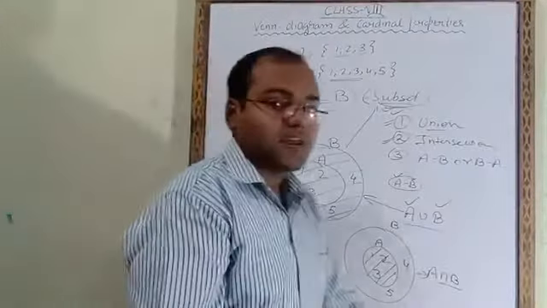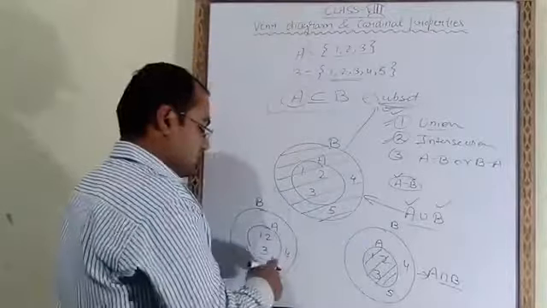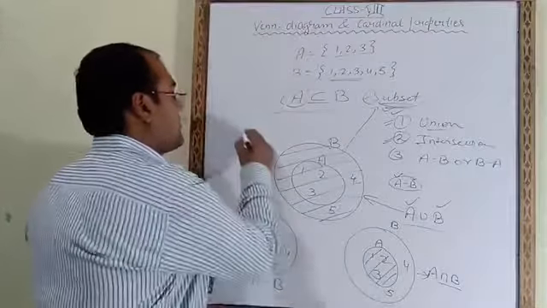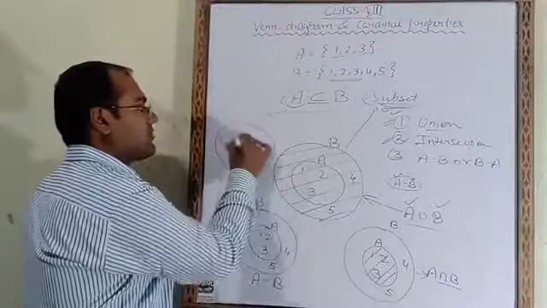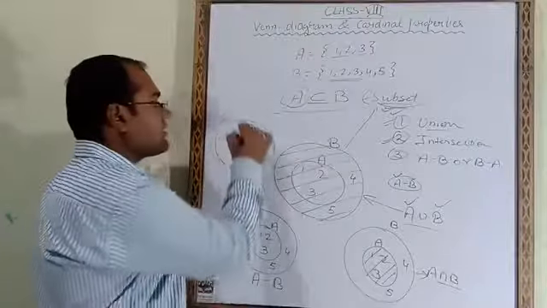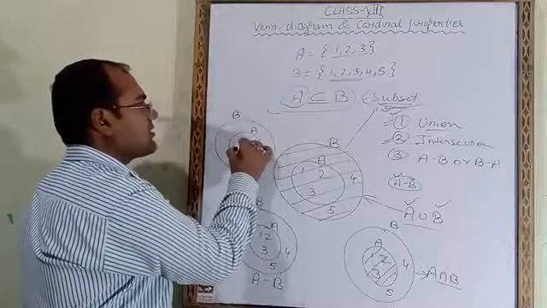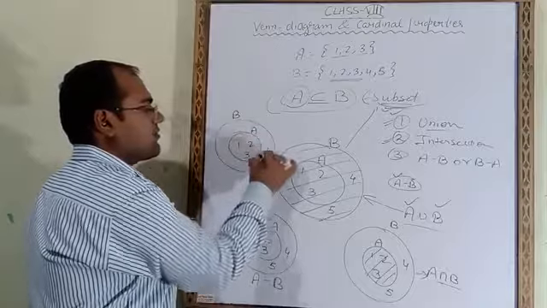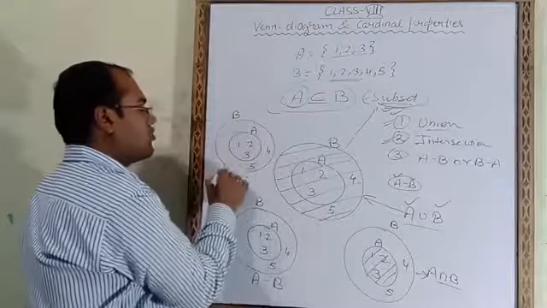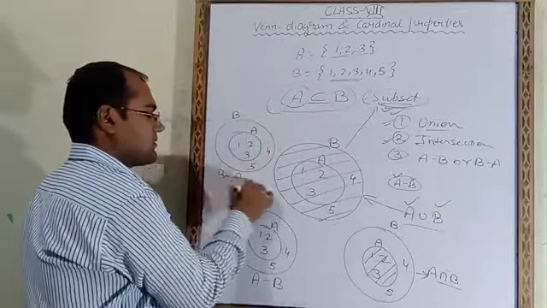Now next is B minus A. This is for A minus B. The next figure is for B minus A. For B minus A, what you have to do? Again we will draw one subset figure. This is B, this is A, 1, 2, 3, 4, 5. Now we have to show B minus A.